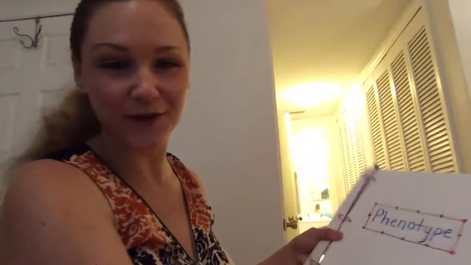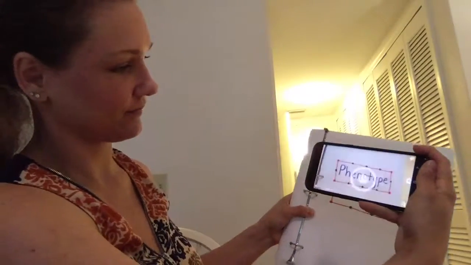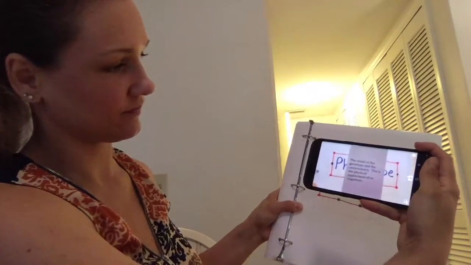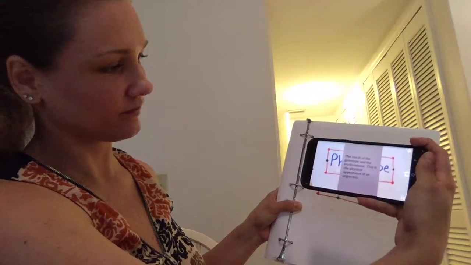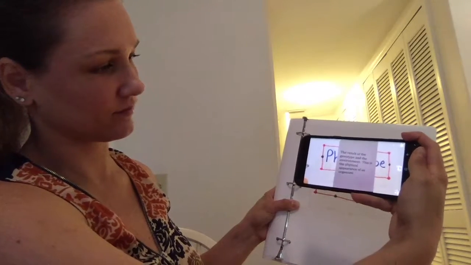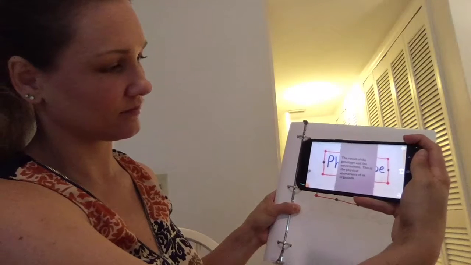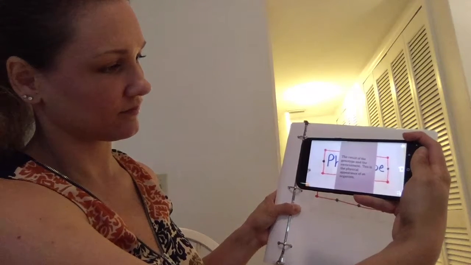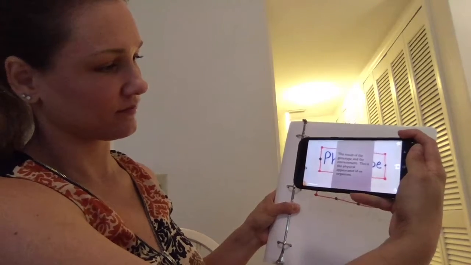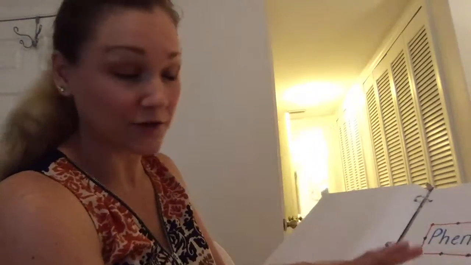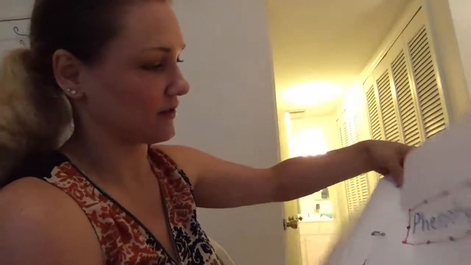All right, let's look at phenotype. The result of the genotype and the environment. This is the physical appearance of an organism. Okay, so the phenotype is the physical appearance. So now I'm thinking genotype is what the genes are made of, and the phenotype is the physical appearance.